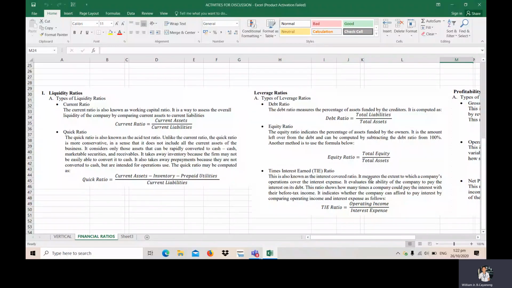So good morning, everyone. Our next topic is financial statement analysis, specifically financial ratios. We'll begin with the liquidity ratios. When we say liquidity ratios, we have different types of liquidity ratios. One example here is the current ratio and the quick ratio.